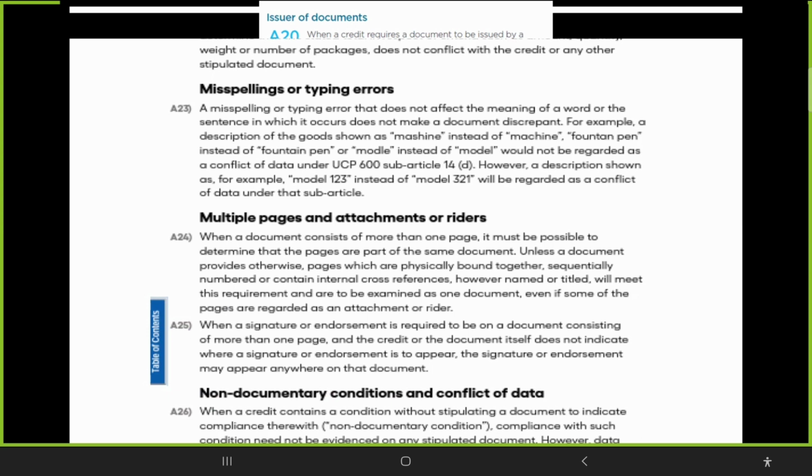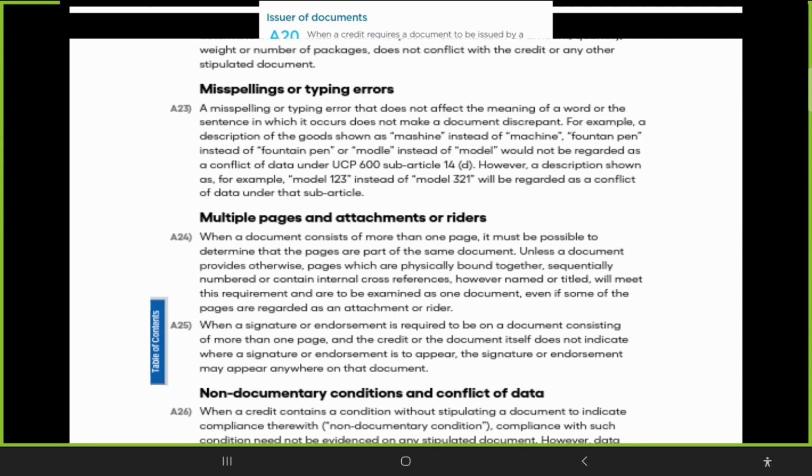Okay. Now, I'll give you an example. If invoice is the required document, if you are calling for an invoice and you have 3 pages of invoice, how can all these be considered as one single document? There are a few ways, right? It says pages which are physically bound together, placed one after the other. If it is physically bound, then it can be considered as one single document, right? And then sequentially numbered. If it has page numbers 1, 2, and 3, if it is sequentially numbered, then that can also tell you that it is one single document, right?